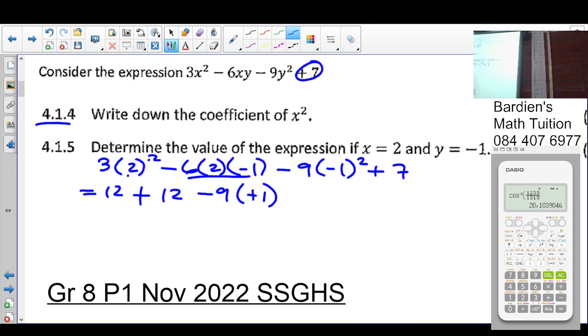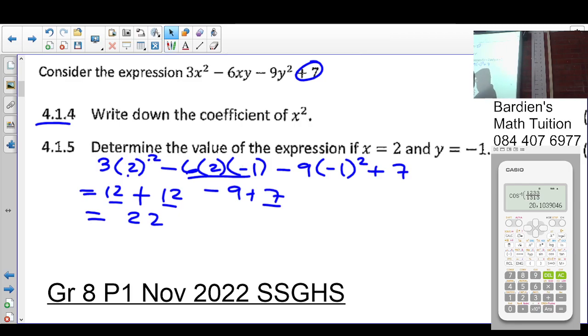And positive 1 times negative 9 of course is negative 9 plus 7. Plus 12, plus 12 is 24, plus 7. 21 minus 12 is 9. Is it 22? So 24 plus 7 minus 9 is 22. That's how you got it.